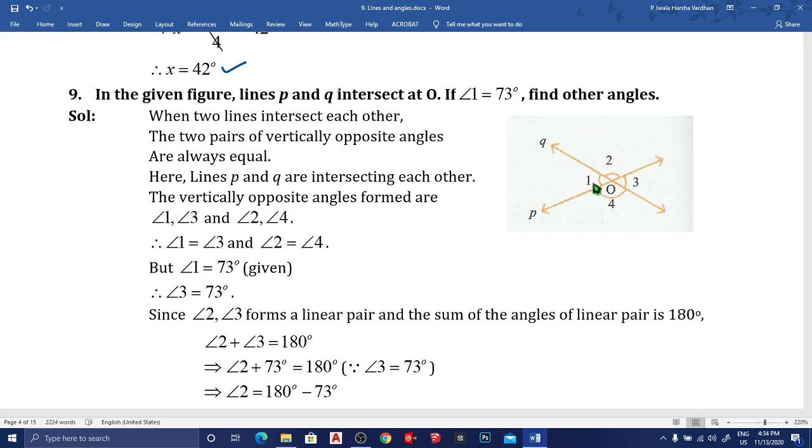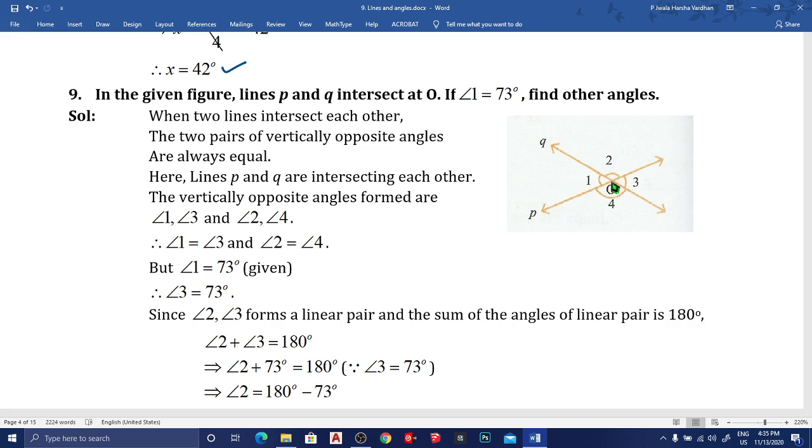After finding these two angles, how can you find the other two angles? We have to use one more property, which is linear pair. See here, this is a straight line. You know one of the angles here. How can you find the second angle? The definition of linear pair: if the sum of two adjacent angles is 180 degrees, those two angles are called a linear pair. If you take this angle as x, then x plus 73 is equal to 180 degrees, and you can find the other angle.